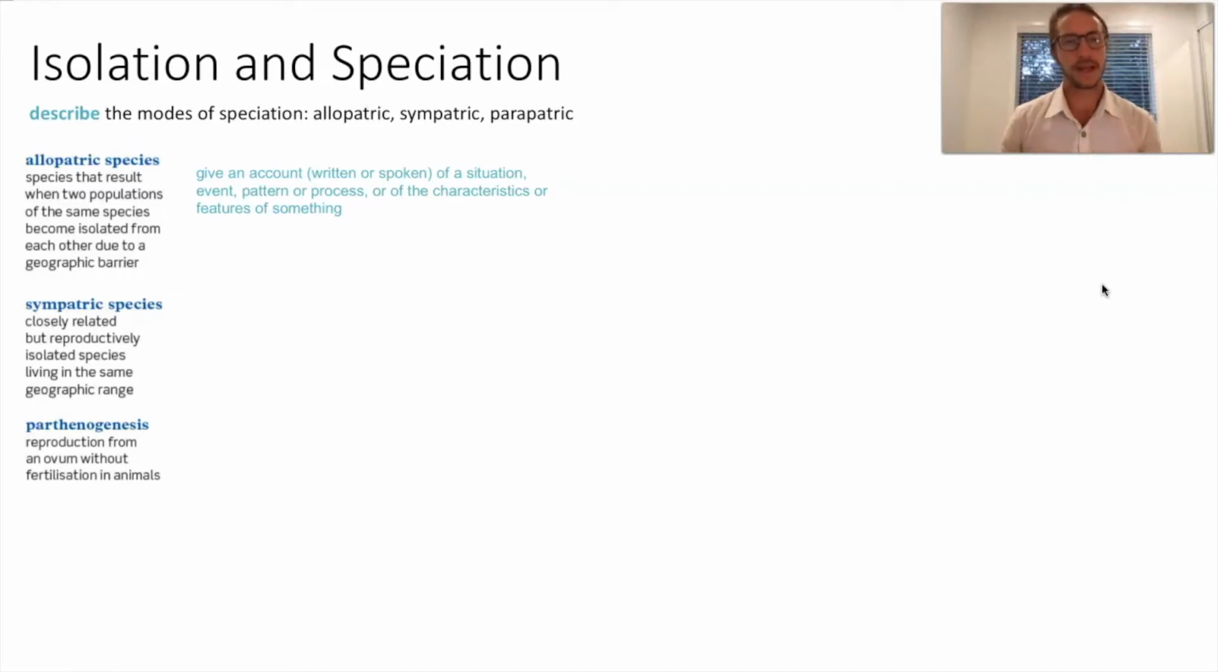So, allopatric, sympatric, and parapatric. They are not all the types of speciation. There's also peripatric, which is P-E-R-I, but that's beyond the syllabus, so we're just going to focus on these three.